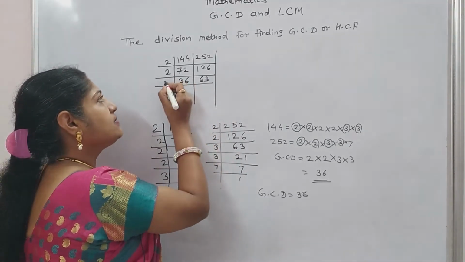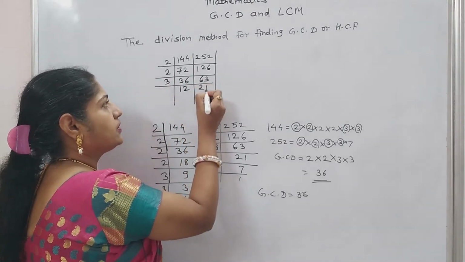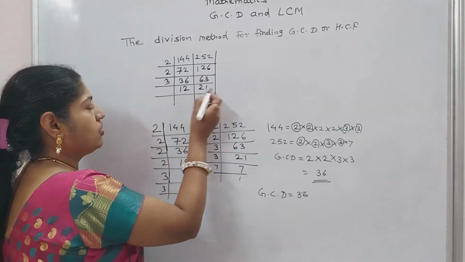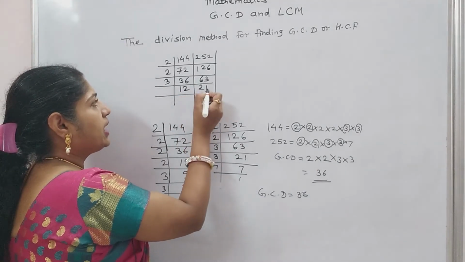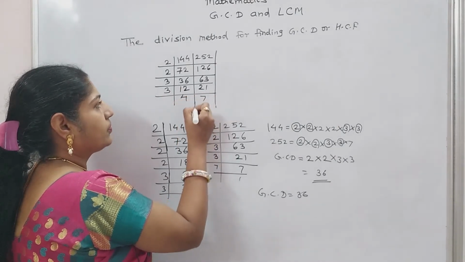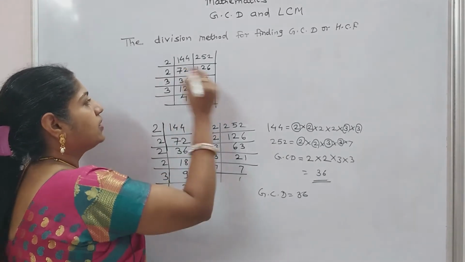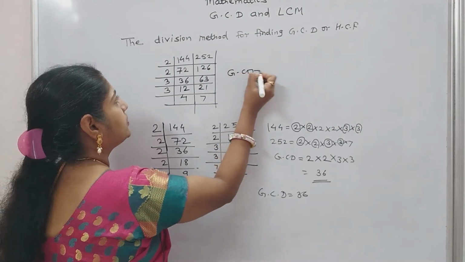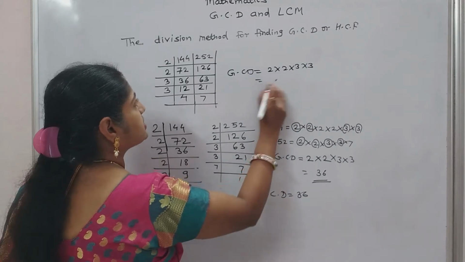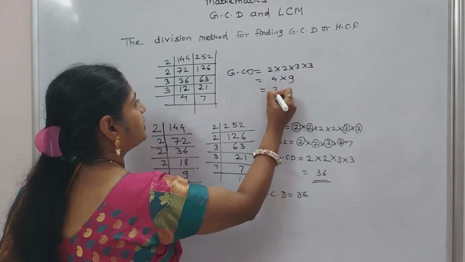So take only the divisible ones. These two numbers are divisible by 3: 12, 21. 12 is divisible by 2, but not 21. So both 12 and 21 are divisible by 3. Now 4 and 7 have no common factor, so our GCD equals 2 into 2 into 3 into 3. That is 36. 4 into 9: 2 twos are 4, 3 threes are 9, 4 nines are 36.